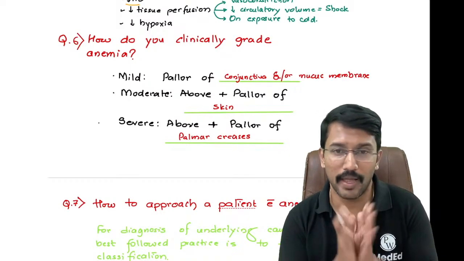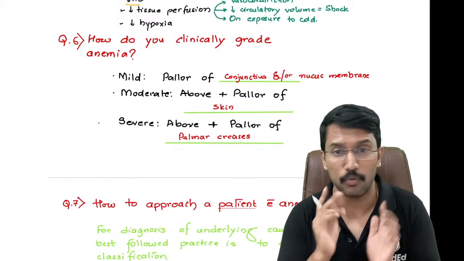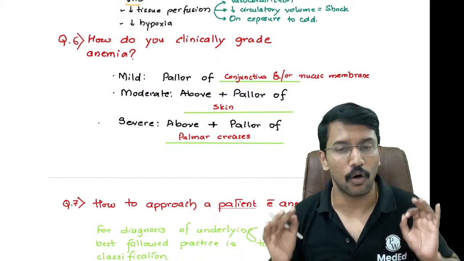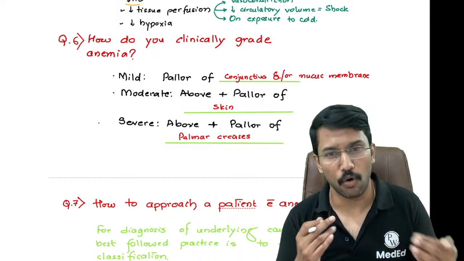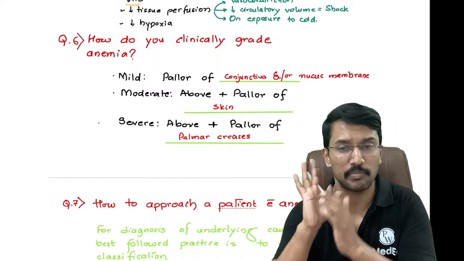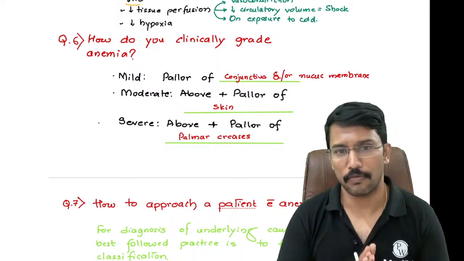Mild refers to when pallor is only restricted to conjunctiva and mucous membrane and not to the skin or rest of the body. When pallor also involves the skin, we will call it moderate, and when the palmar creases become as pale as the rest of the skin, we will call it severe, right?